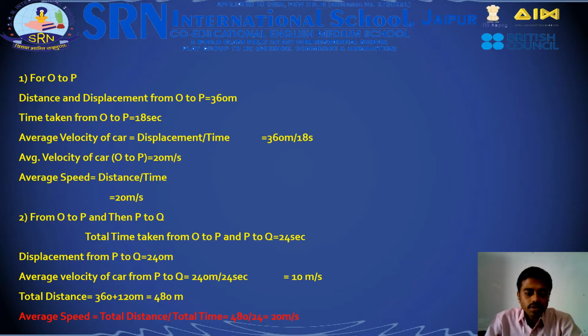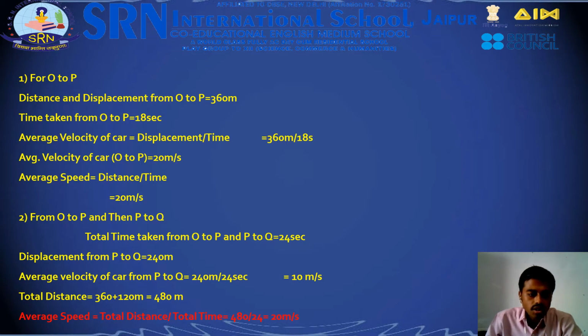So displacement is from initial point to final point, which means we have to subtract the initial point from the final point, and hence we will get 240 meters. So by applying the formula, we will get average velocity as 10 meters per second.